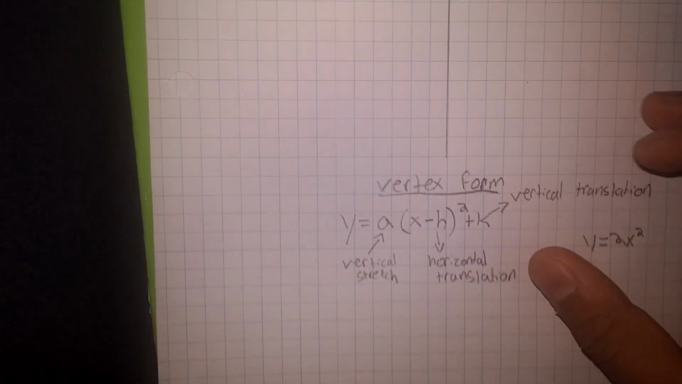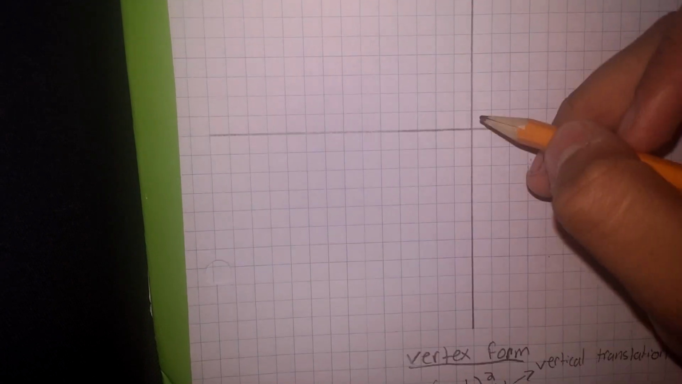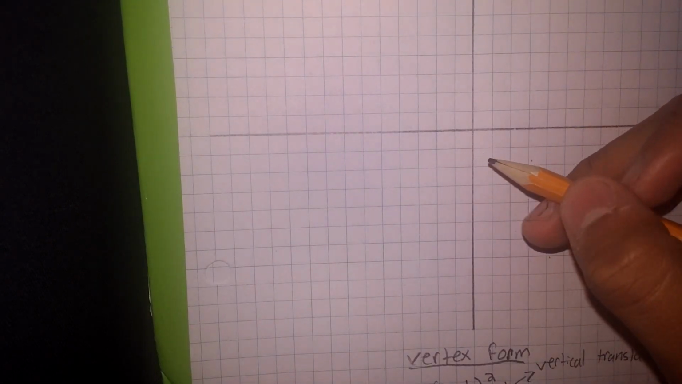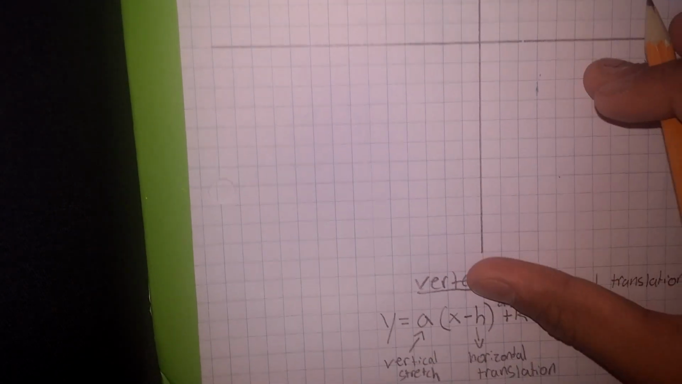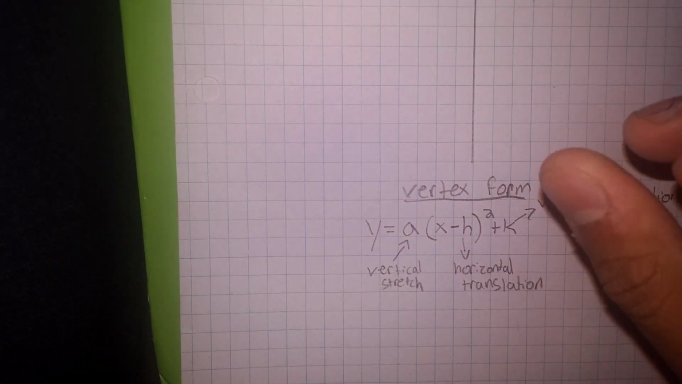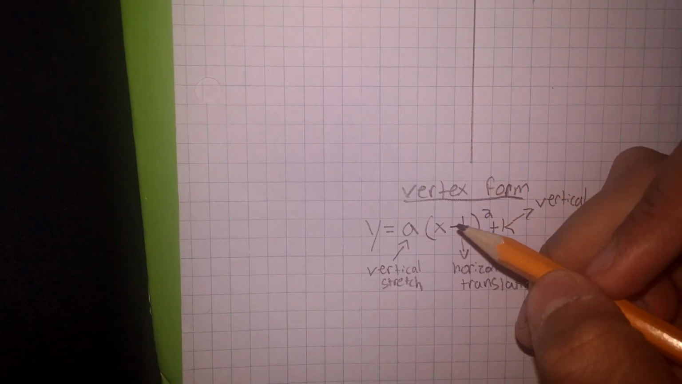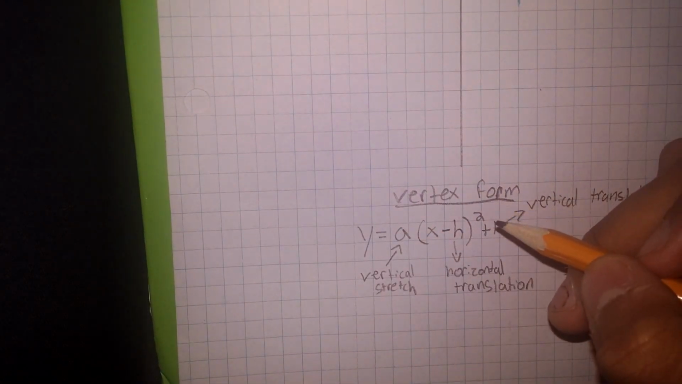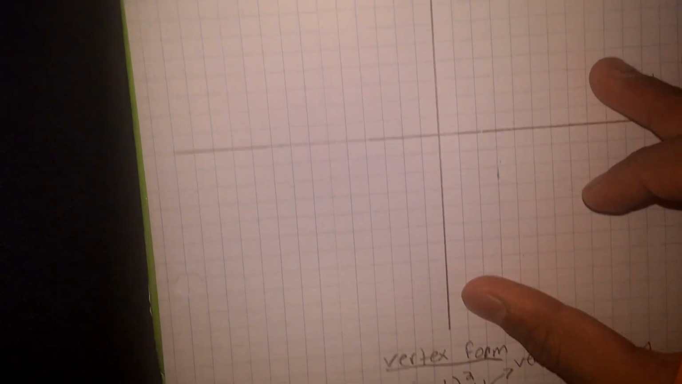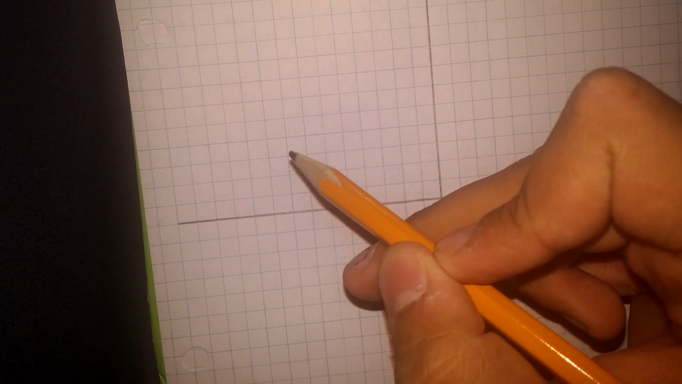And then the k is your vertical translation. So obviously if it's plus 1, you're moving up 1, positive. And if it's minus 1, you're moving down 1. And let's just think of the fact that, remember y equals x squared? You're basically moving that same equation. But this, and this change it depending on where it's going to start, and how it's going to open up.